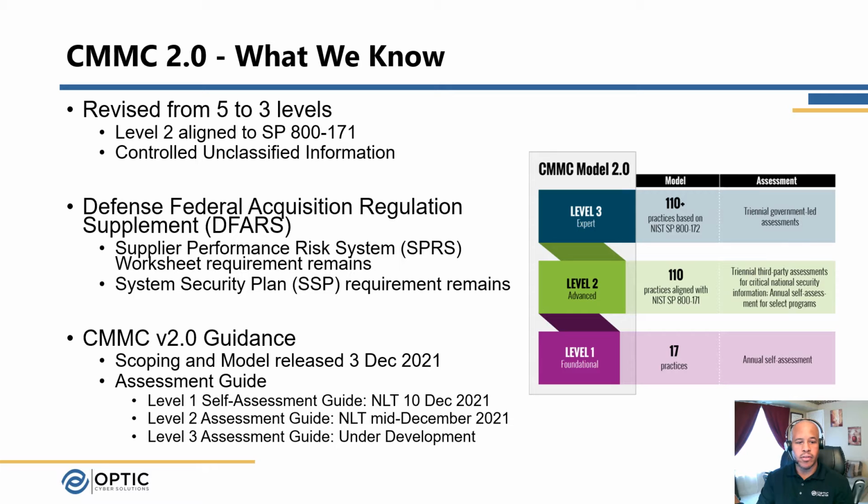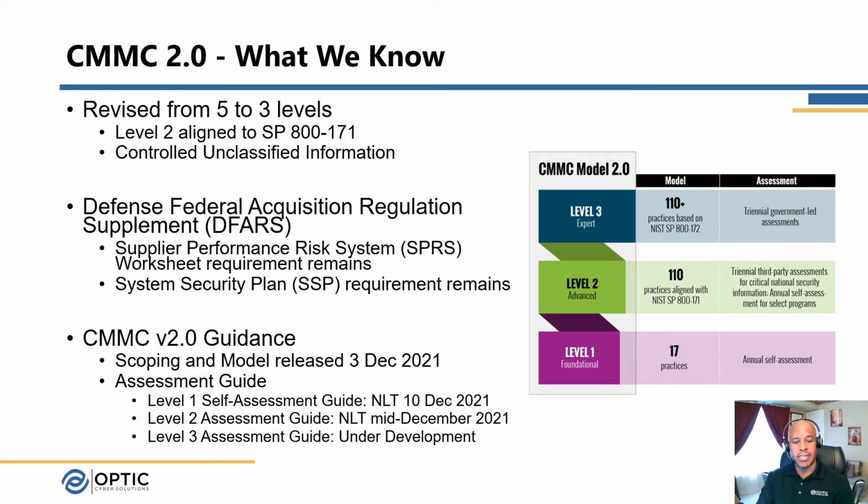The DFARS, the Defense Federal Acquisition Regulation Supplement requirement hasn't changed for the SPRS worksheet, the Supplier Performance Risk System worksheet, which is still a requirement to fill out and submit to the DoD, which populates a score. Also, an SSP or System Security Plan is still a requirement as part of that process. As far as CMMC guidance, the scoping and model release guidance has been released recently, December the 3rd.